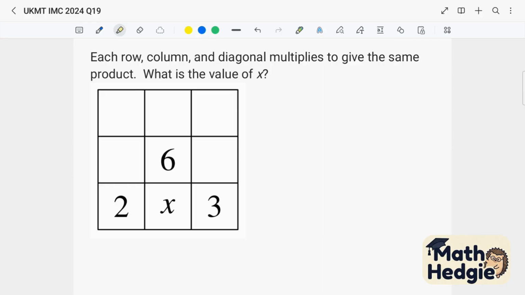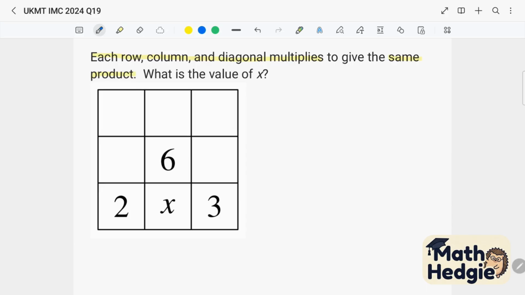Today we're solving a multiplication magic square puzzle. The rule is simple. Every row, column, and diagonal multiplies to give the same product. Let's call it the magic product. From the question, we're given three numbers, which are 6 in the middle, 2 on the bottom left, and 3 on the bottom right. Our goal is to find x.